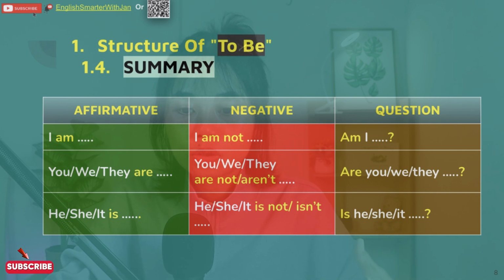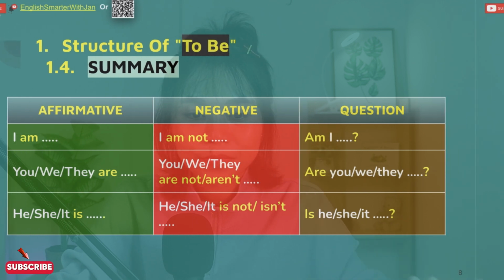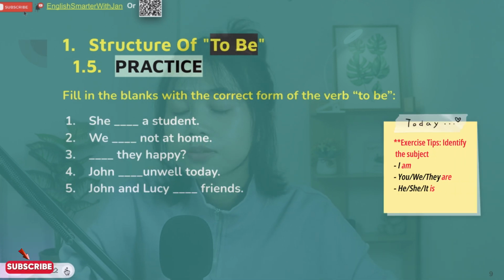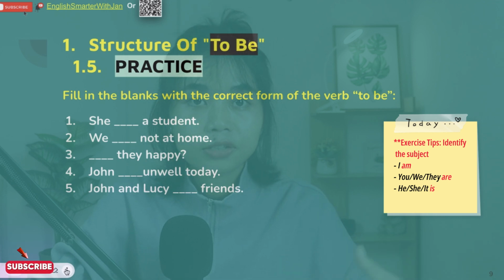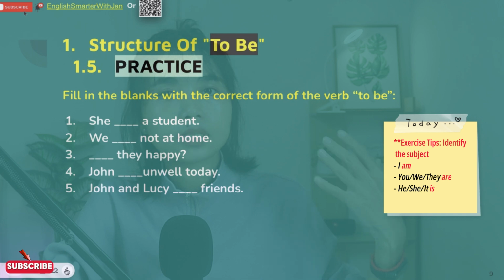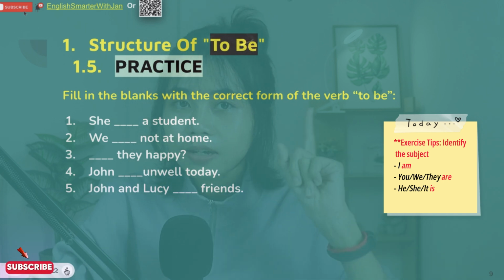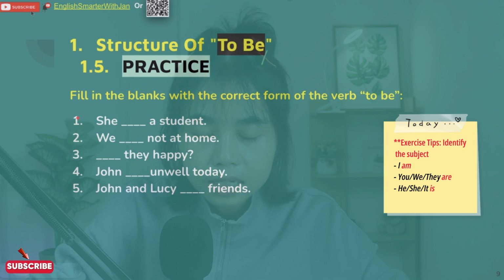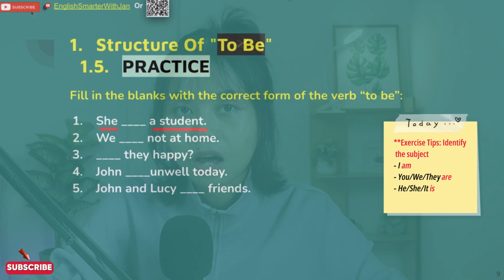Before we jump to the next section, let's do a quick exercise. Let's fill in the blanks with the correct form of the verb to be. Let me share a tip with you. The tip is you need to identify the subject of the sentence. Okay, so now you already learned the three forms and you know where the subject stands in each form. So now let's test your knowledge. Okay, start with the first sentence. She, blank, a student. What is the subject of this sentence? Exactly, she, right?